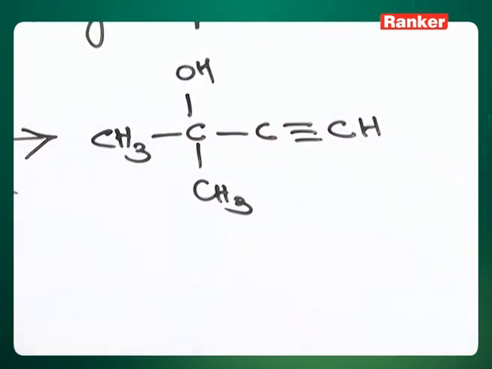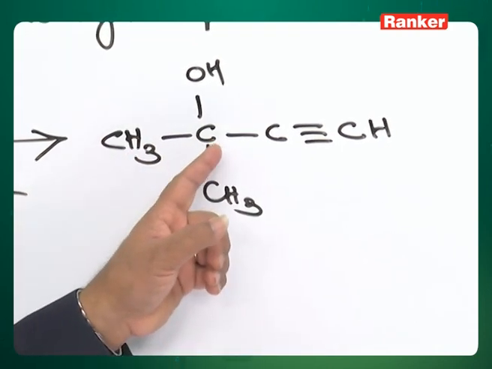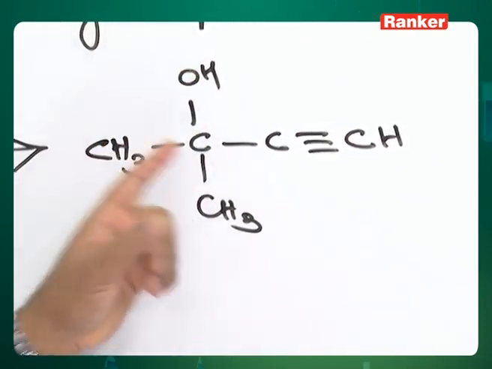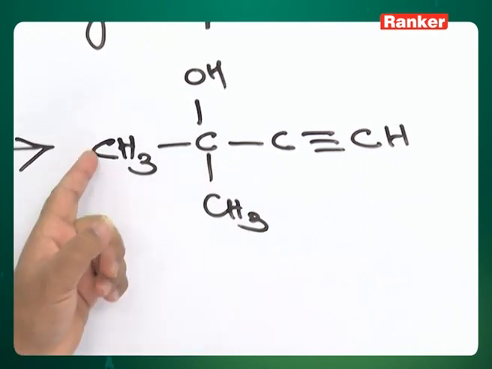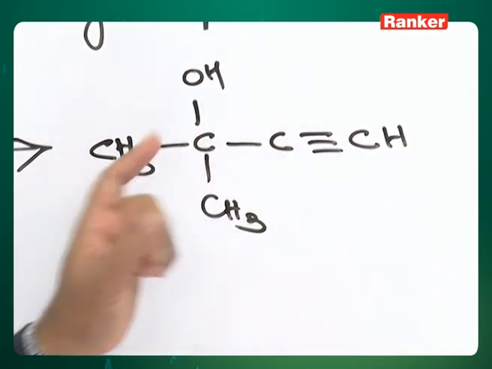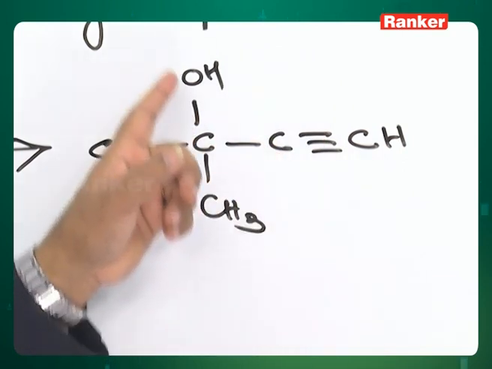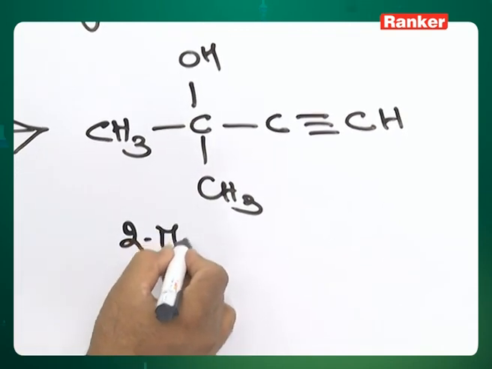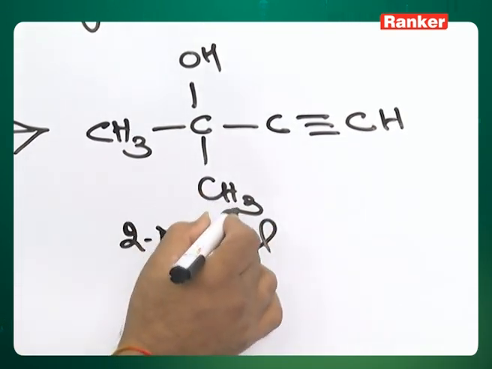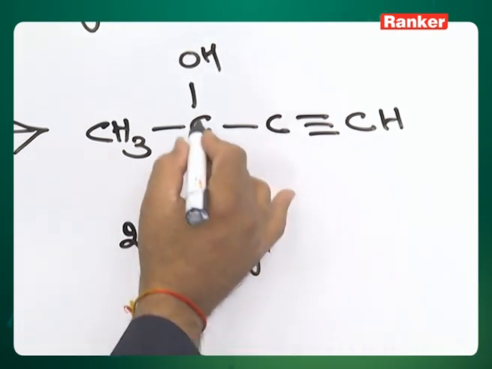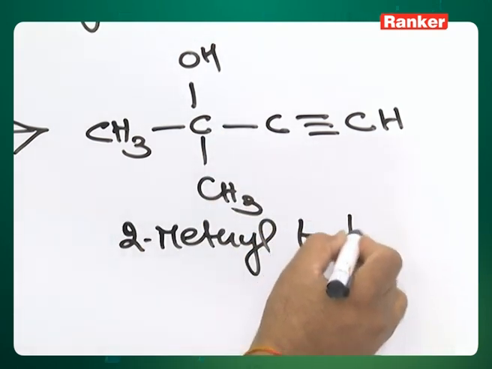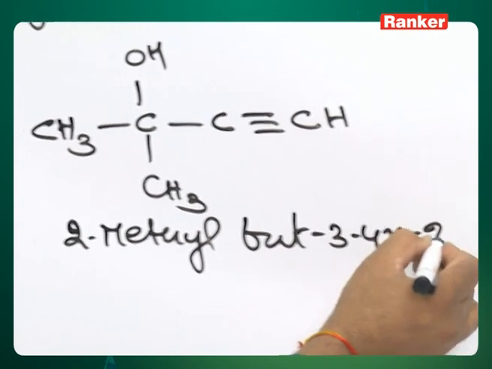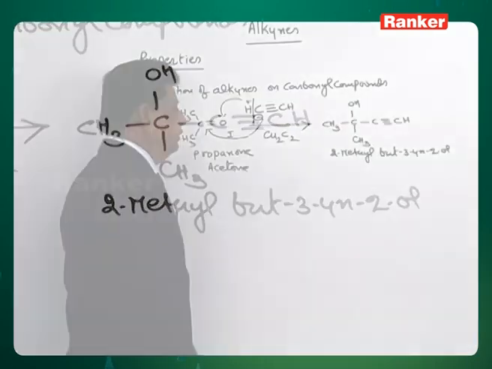Now you may call it 2-methyl but-3-yn-2-ol, containing a 2-methyl and a 2-hydroxy. Slightly difficult to name. 2-methyl you have to say first, this is the extra group, and this is called a but, with the yne on the third. So 3-yn-2-ol, butynol it is actually.